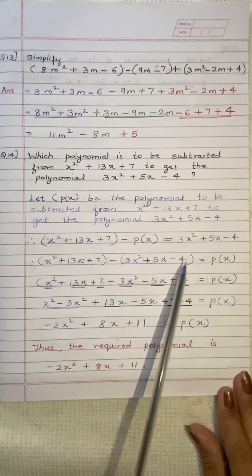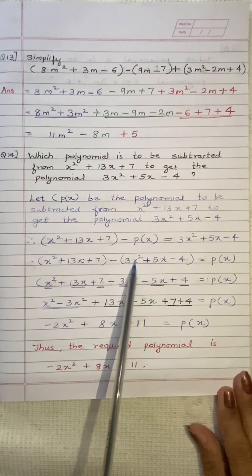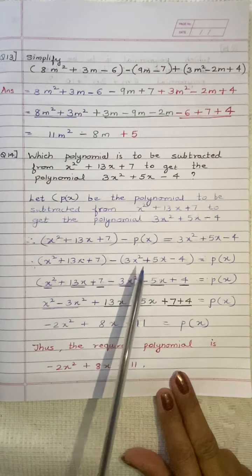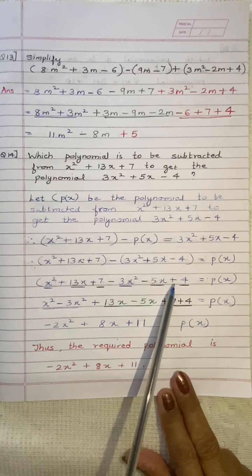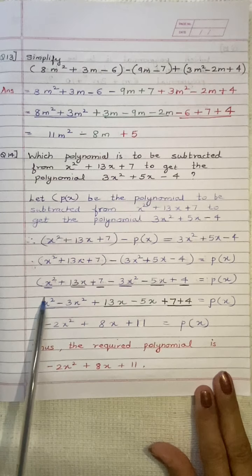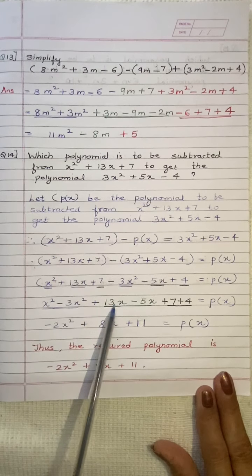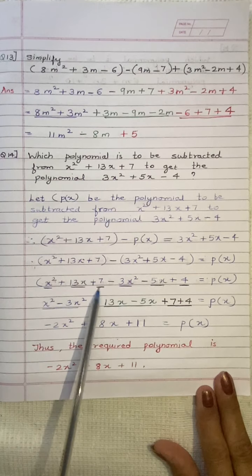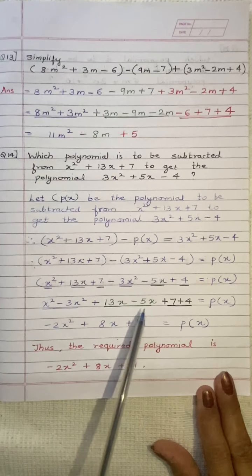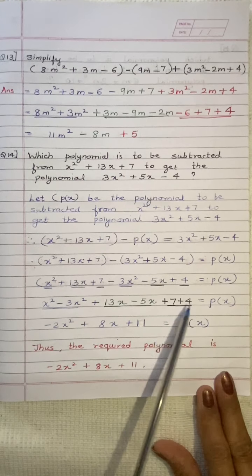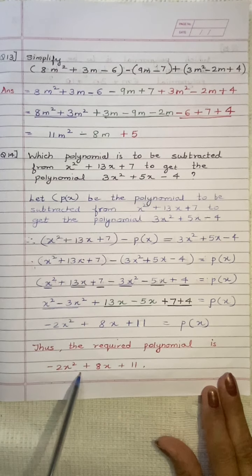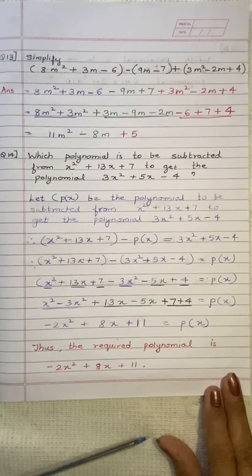So as minus into bracket, all the minus sign before the bracket, all the term signs will change to opposite. This we'll write as it is. This will be negative, this will be positive, and this will be positive. So this will be negative. Now bring the like terms together. x square minus 3x, 13x minus 5x, 7 and 4. So 7x square minus this is minus 2x square, 13 minus 5 is 8x, and 7 plus 4 is 11. So therefore the required polynomial is minus 2x square plus 8x plus 11.